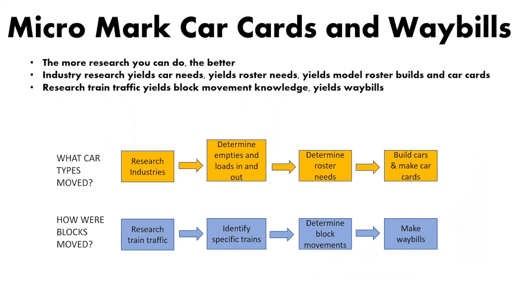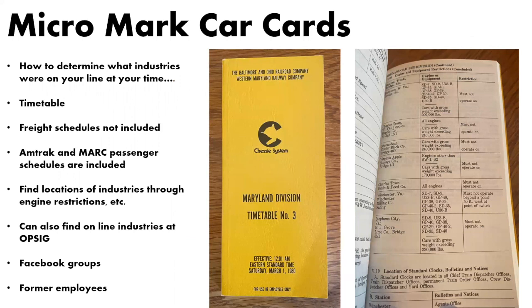So let's talk first about industry research, okay? Say you want to model a prototypical part of the line, but you don't know what industries are on that line. How can you find that out? Well, one great thing is a timetable. You may be saying, but Jeff, timetables are for passenger trains. True, but there are actually elements in an employee timetable that talk about restrictions about certain railroads, locomotives were too heavy to go to certain sidings. And if you look, the sidings are named.